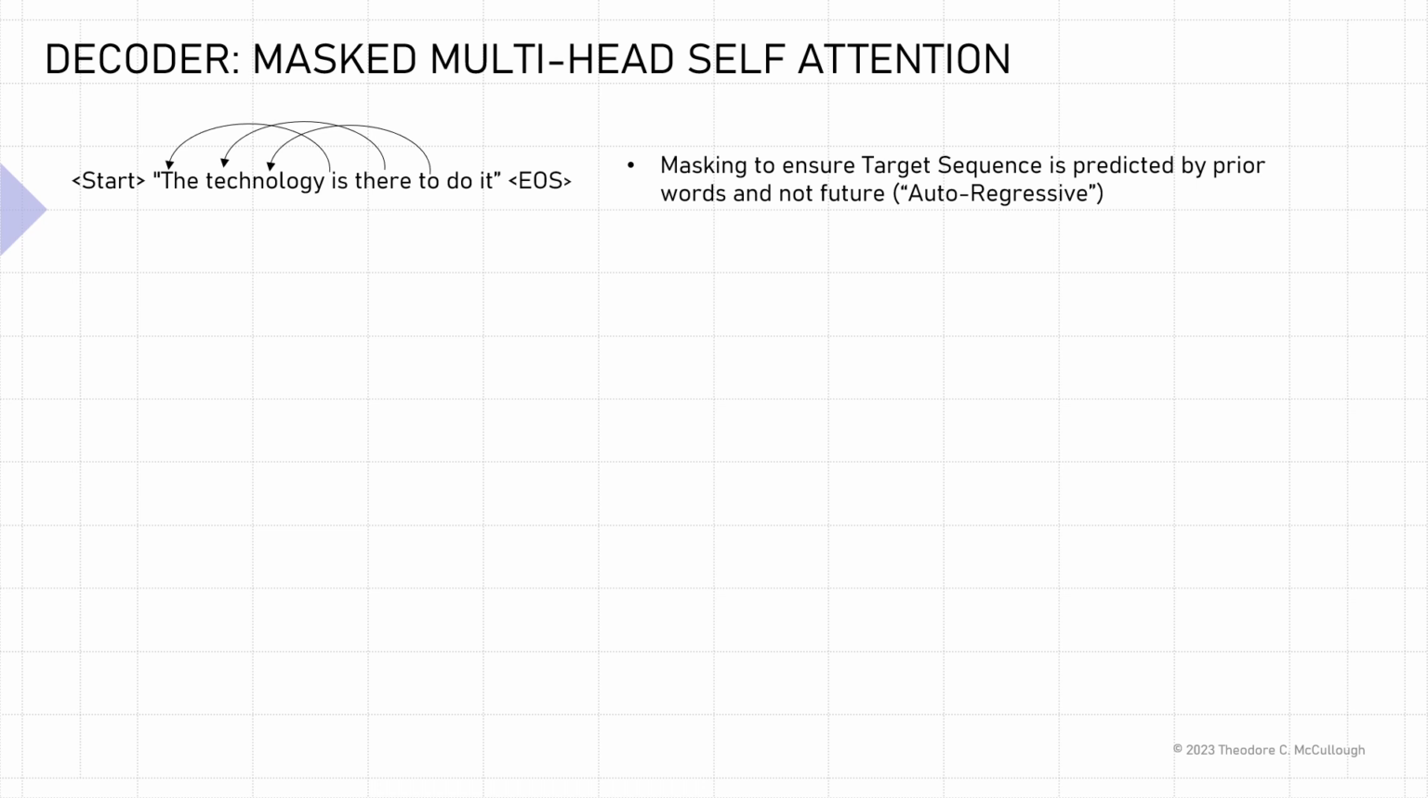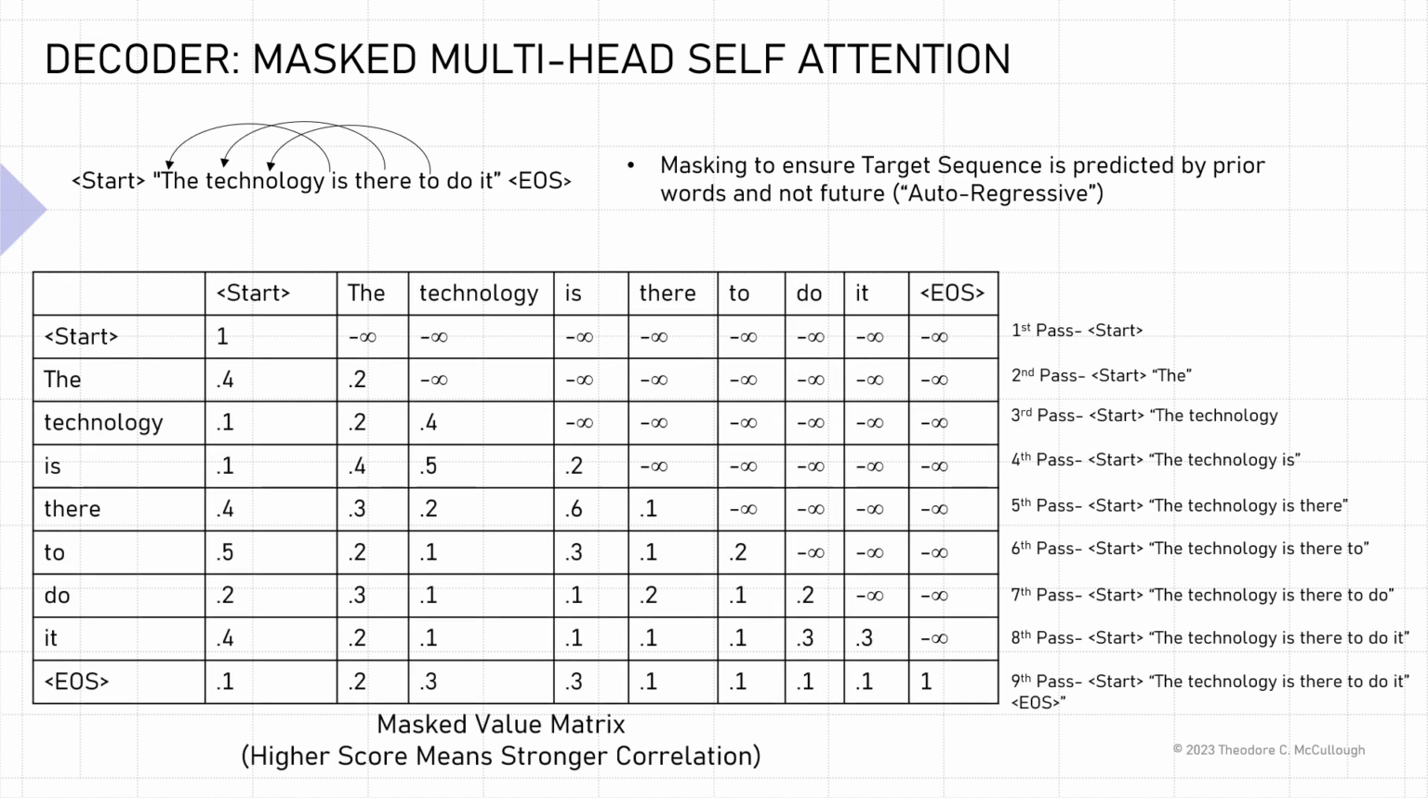Let's move on to the decoder and the concept of masked multi-head self-attention. To understand this concept, it's necessary to understand that masking is used to ensure that the target sequence is predicted by prior words, not future words. And this is really the idea that it's autoregressive.